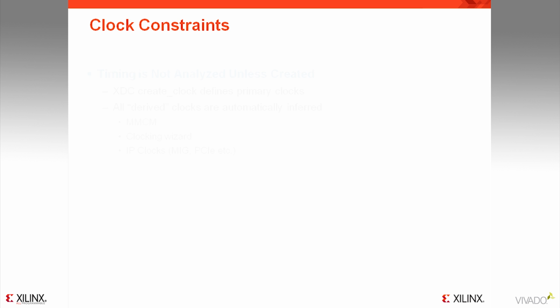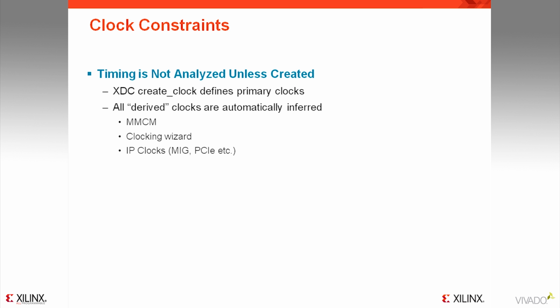There are some important things to keep in mind with clock constraints. They are the most basic of inputs to the tool, and timing analysis cannot occur unless these constraints are provided. In XDC, the primary constraint is the create_clock command. Vivado automatically creates any derived clocks that are generated from clock-modifying blocks such as the MMCM and PLL. IP clocks are supplied with core-level XDC files and do not normally have to be created by the user.